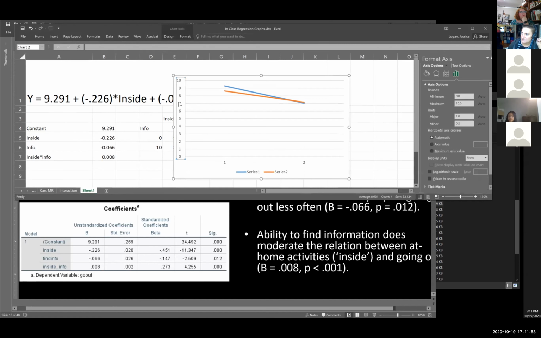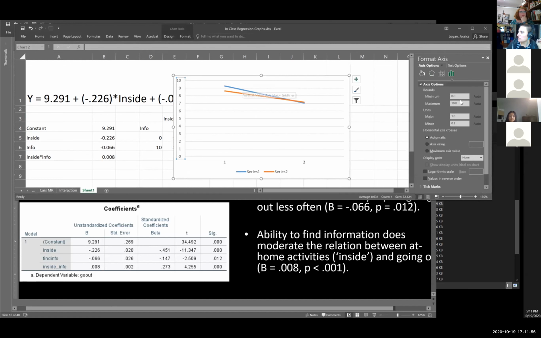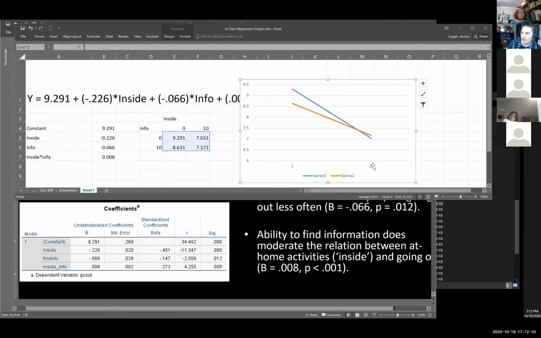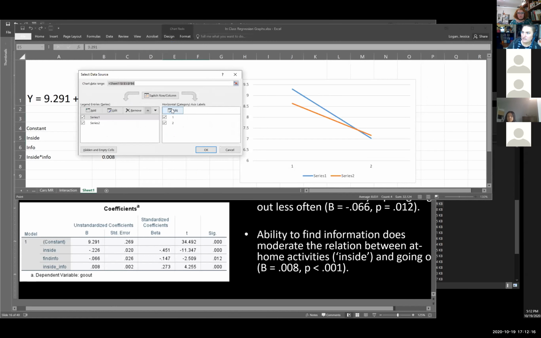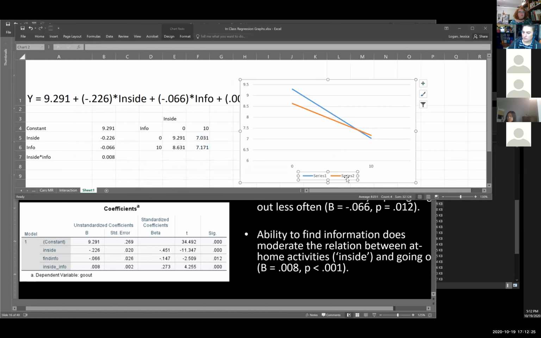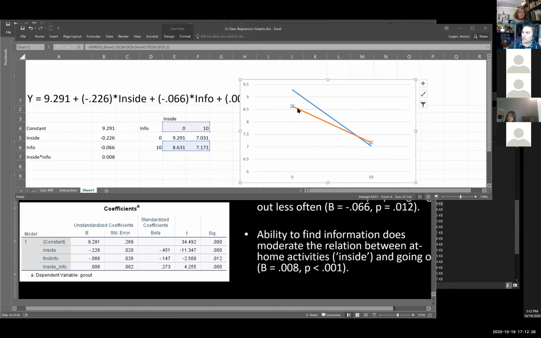So now I'm going to change this axis because I want to be able to see this up really close. So I'm making the minimum 6 just so that I can look up close at this. Now this is not 1 and 2, so I'm going to fix that by selecting the data and changing the horizontal axis so it goes from 0 to 10, because those are my two values. Now this is going to be the value in the tens place. This is when info is 10, and this is when info is 0.